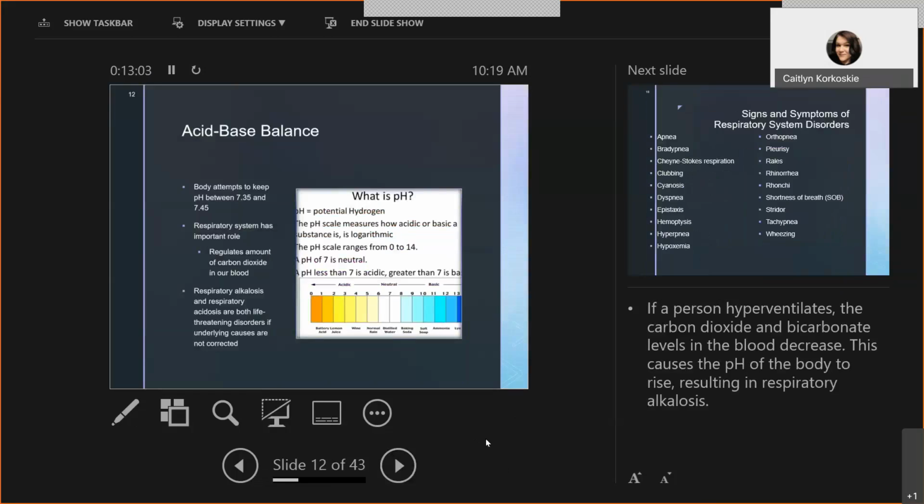exhalation. And when it's talking about the pH balance or the acid-base balance, pH stands for potential hydrogen. It needs to be within a certain balance, so that it's not too acidic, or not too, I mean, higher, like basic. Is that what it's called?